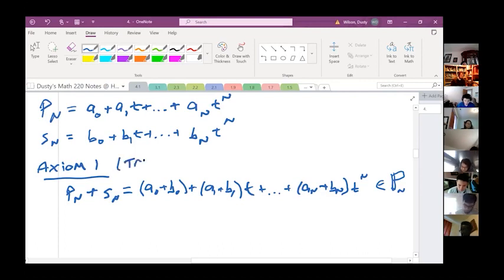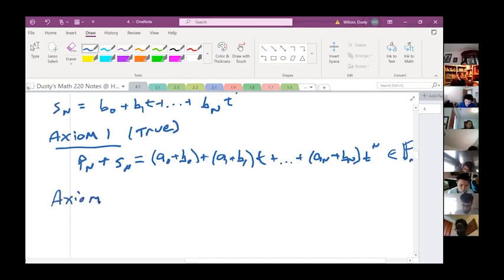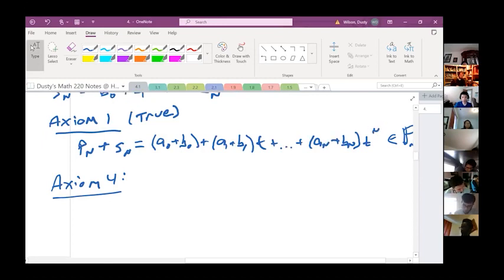So axiom 1 is true, it holds. Maybe let's look at axiom 4. So axiom 4 is the one that says there's a 0 vector. Is there a 0 in Pn? What would it look like? How do I get a 0 polynomial? Yeah, from Evan and from Felix and from others.